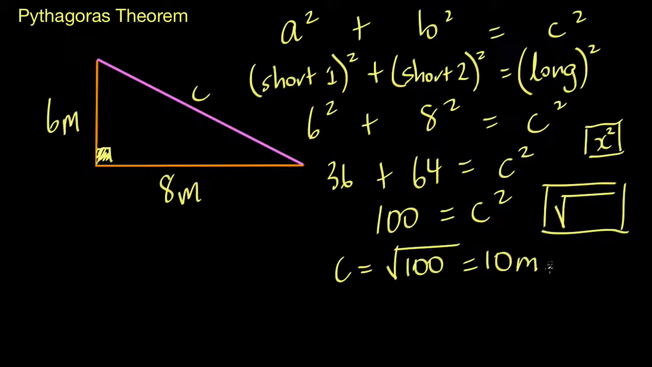They're your units. So our value of c, or the length of the pink line there, is 10 meters.